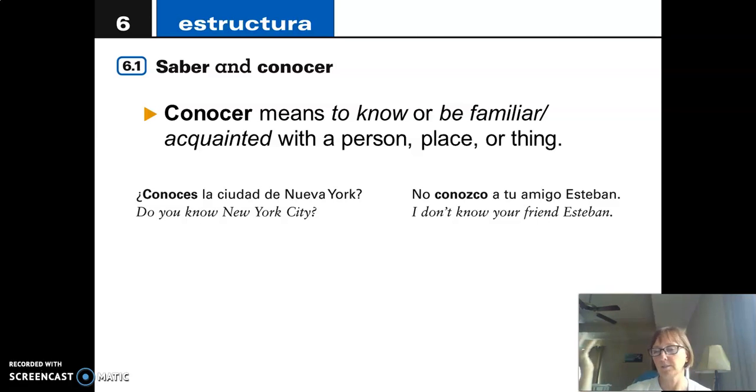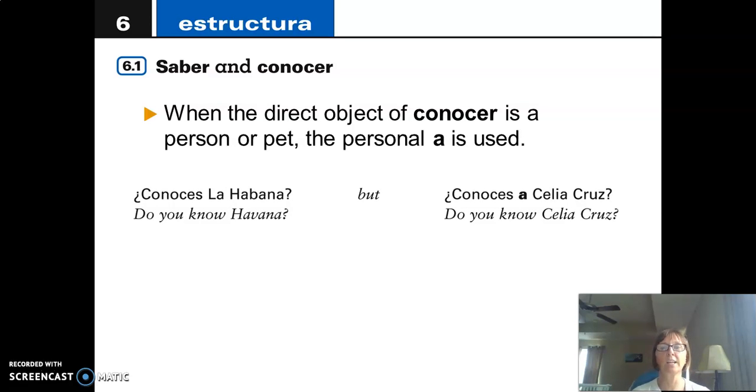Yo conozco a la directora, that's a person, versus yo conozco la universidad. I know my way around. I'm familiar with the university. All right. So this is just an example of, again, using la a personal.